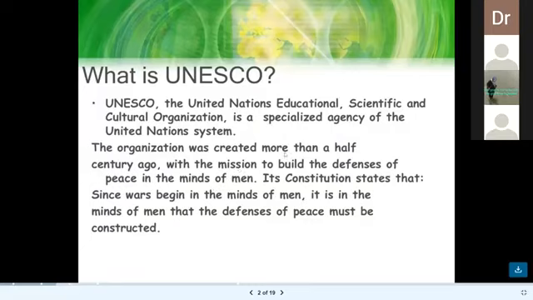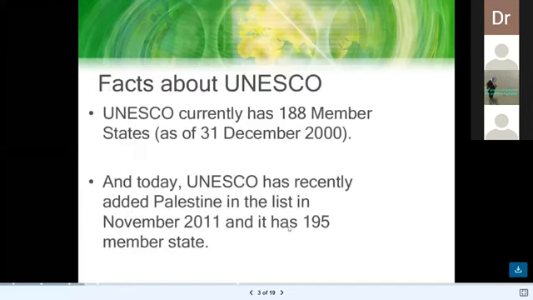Its constitution states that since wars begin in the minds of men, the main aim, the main objective, is peace and security, protection to the nations. Today UNESCO has 195 member states and 6 associate members.